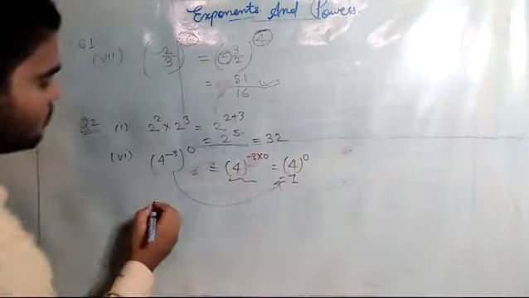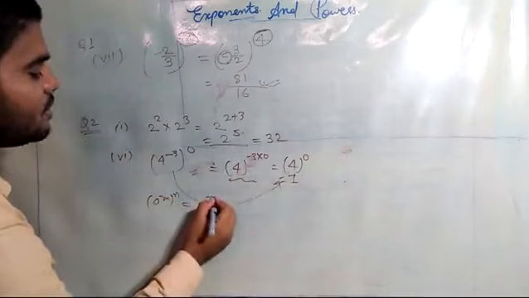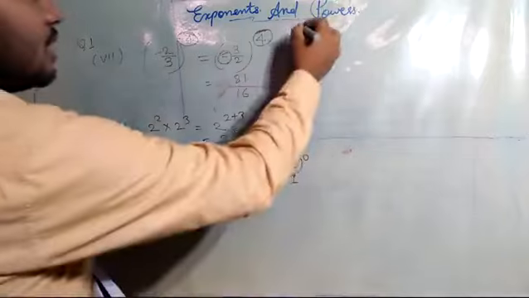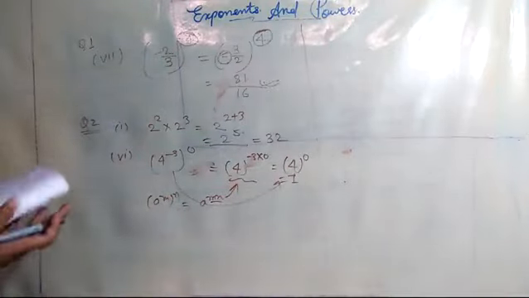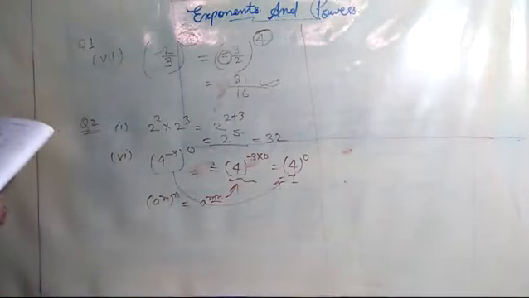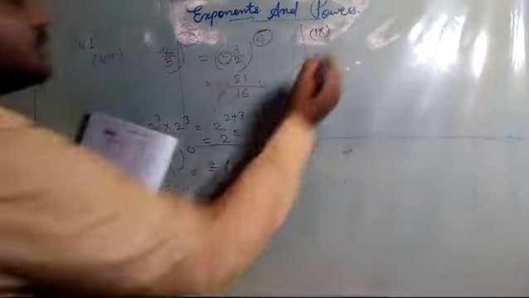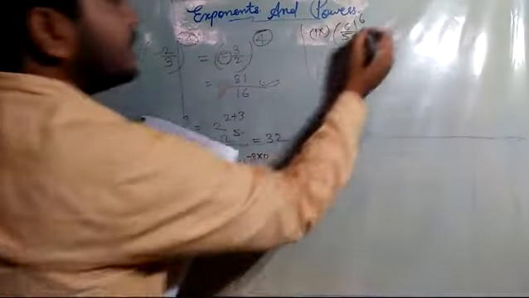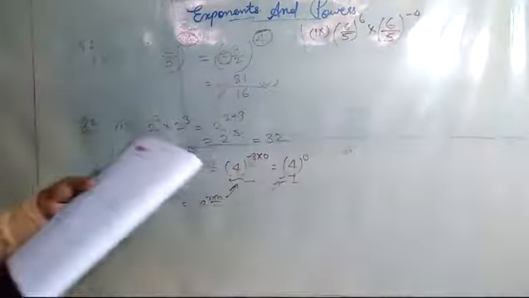Like a raised to the power m, bracket, raised to the power n, then I was writing a raised to the power m into n. Same thing I have done here to make you understand and to show how we are very easily applying this law and calculating our answers. Now if you go to question number 9 of this 2 only, it is given 6 by 5 raised to the power 6 multiplied with 6 by 5 raised to the power minus 4. Is it?